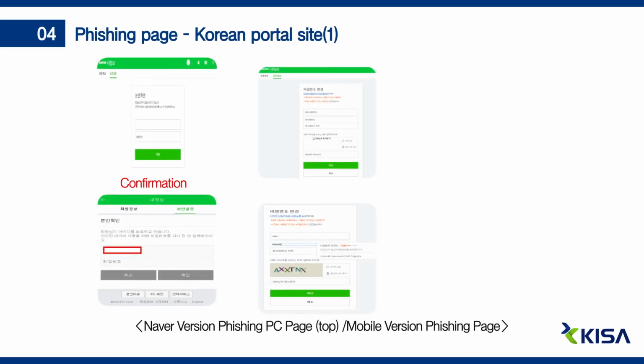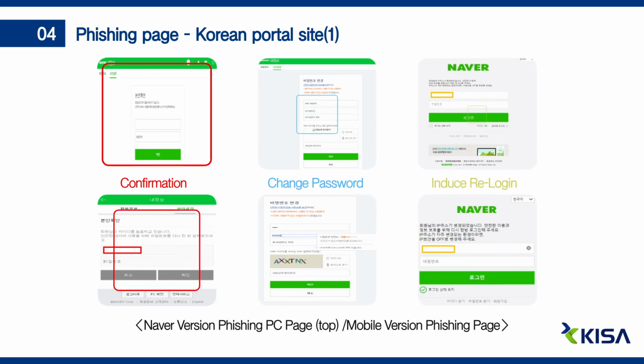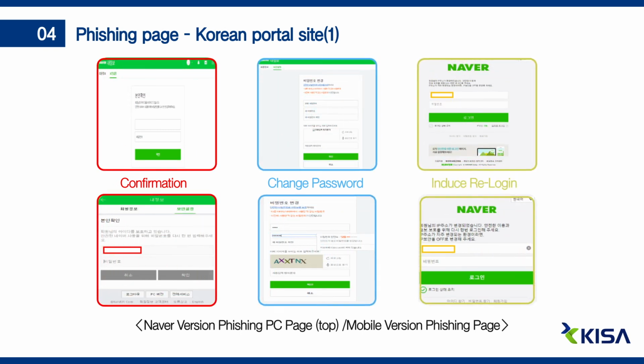Next, let's look at some examples of phishing mail and phishing pages. I'll explain the large portal site in Korea as an example. If you click the link on phishing mail without any doubt, you'll see fake pages like on this slide. All of the phishing pages on this slide are attacker-generated phishing pages, not those from the normal site. Those phishing pages are difficult to distinguish even for experts.